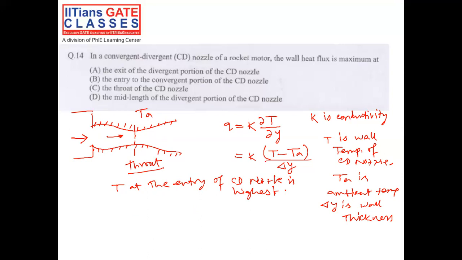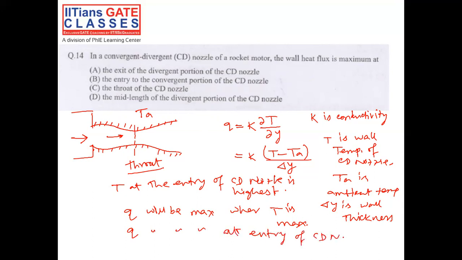So from this equation we can see Q will be maximum where T is maximum, because TA is constant and delta Y, which is the thickness of the wall of the CD nozzle, is also constant. T is maximum at entry of the nozzle, hence Q will be maximum at entry of the CD nozzle. So this is the correct answer, the entry of the convergent portion of the CD nozzle.